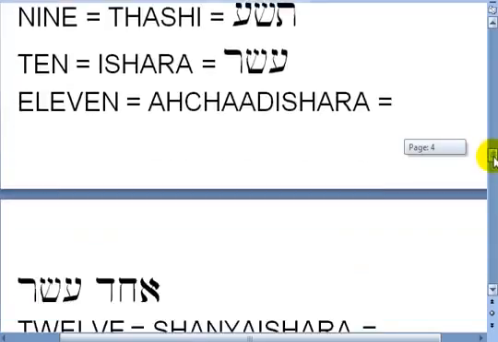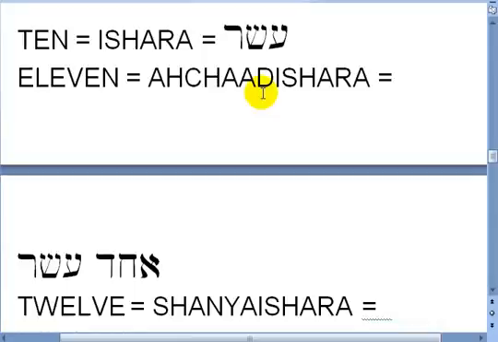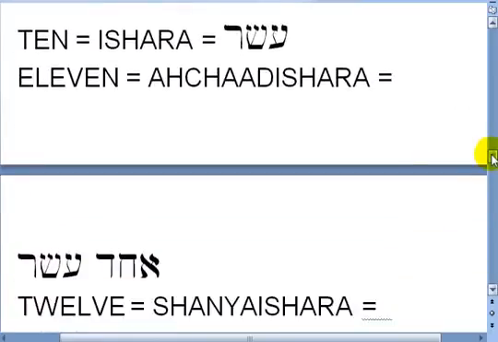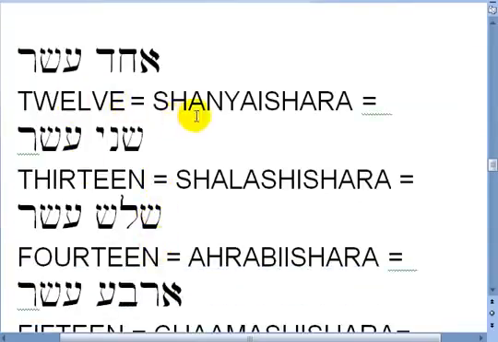Now 11 is basically Akkad Aishara. Akkad, as you see here, is 1, and Aishara is 10. So 1 and 10 is what? 11. Akkad Aishara. Now 12, Shanya Aishara. 13, Shalash Aishara. Shalash, which is 3, Aishara is 10, which is 13.